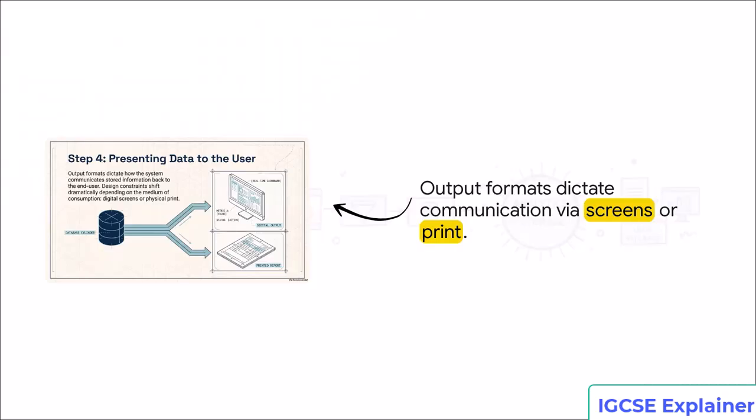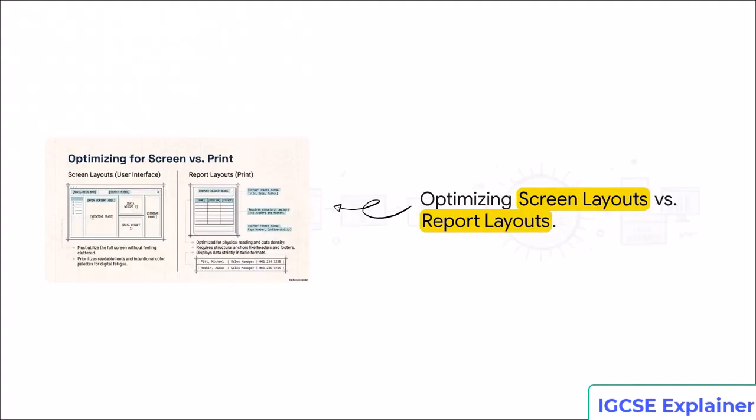Finally, our perfectly organized and validated data is pulled out of storage for step 4, presenting output, the final display. The way we output information dictates exactly how the system communicates back to the end user. This data flow branches into 2 entirely different design philosophies based on the medium of consumption: digital screens or physical printed reports. And the design constraints here are completely different. For screens, the user interface must utilize the full space without feeling cluttered. It prioritizes readable fonts and uses intentional negative space to prevent digital fatigue. On the other hand, printed reports, they're all about data density. They require structural anchors like headers, footers, page numbers, and really dense table formats to convey as much information as efficiently as possible on a physical sheet of paper.